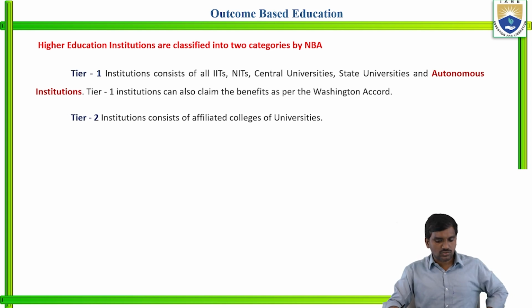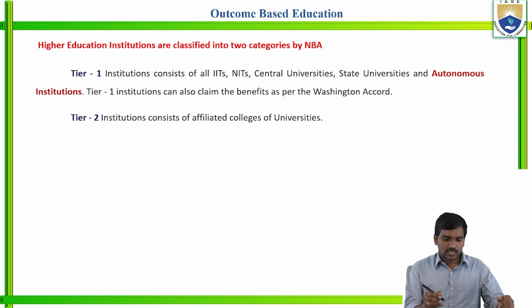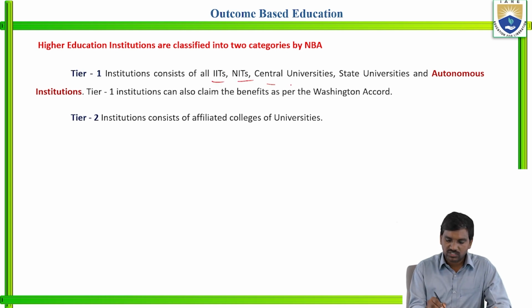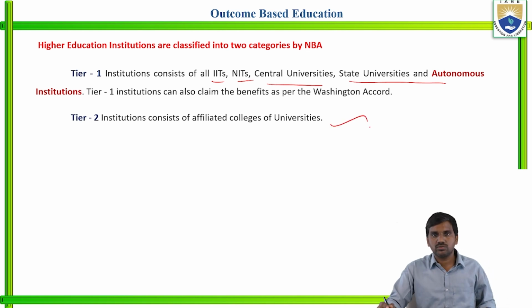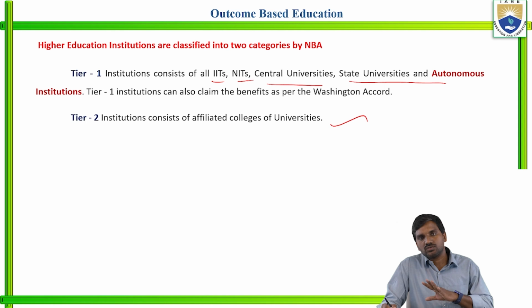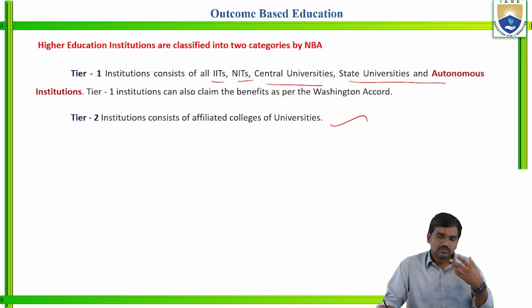Next, tier 1, tier 2 institutions, as per the NBA. NBA stands for National Board of Accreditation, which gives accreditation department wise. Tier 1 institutions consist of NITs, IITs, central universities, state universities and autonomous institutions. The tier 2 institutions consist of affiliated colleges of universities also. It is not given for the college as a whole; it is the accreditation as per the department, either EC, CSE, AML, whatever the branches available, based on the individual, it will give the qualification.